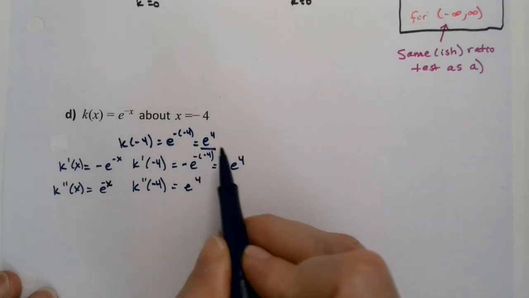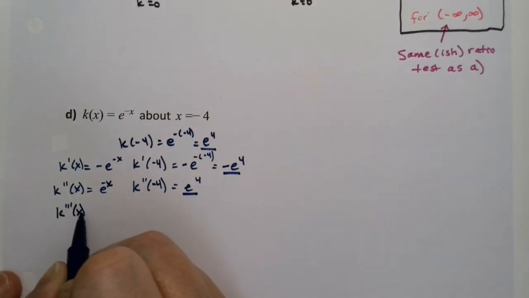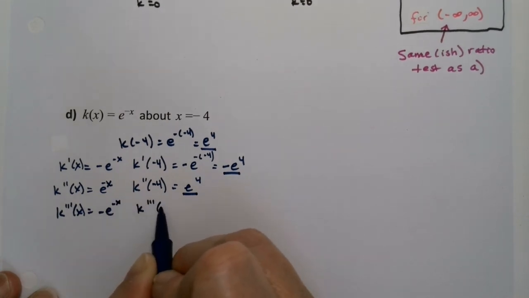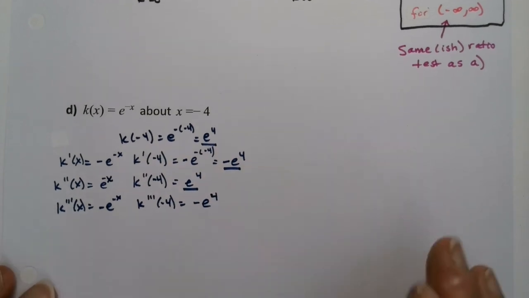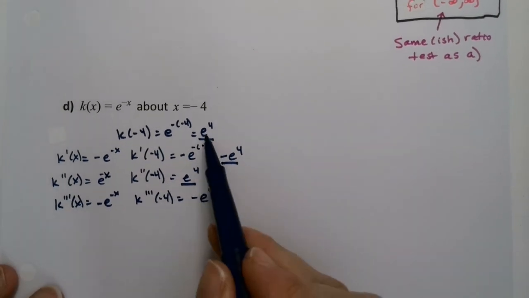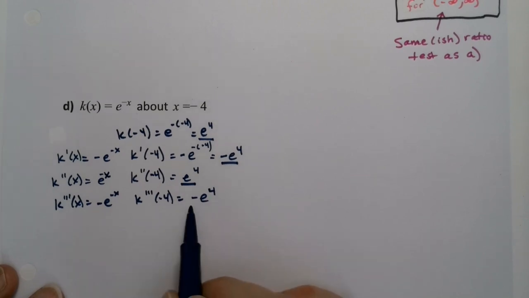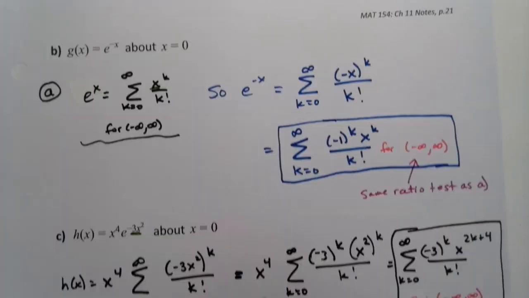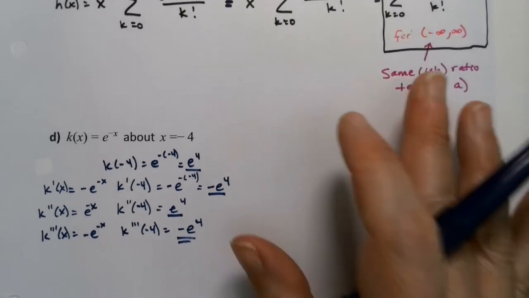So it's going to go positive e to the 4, negative e to the 4, positive e to the 4. If you want to take a bet on the next one, it'll be negative e to the negative x. So the third derivative would be negative e to the 4 again. And it would just continue in that vein. So you can see what's happening: e to the 4, negative e to the 4, e to the 4, negative e to the 4. Why did I do that? Well, because if you look at the formula, it involves x to the k over k factorial, and that only happened because of our derivative.